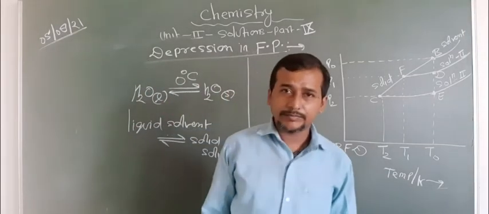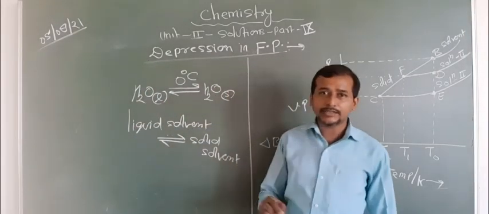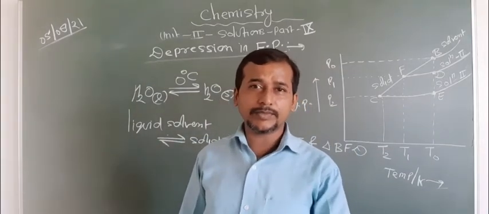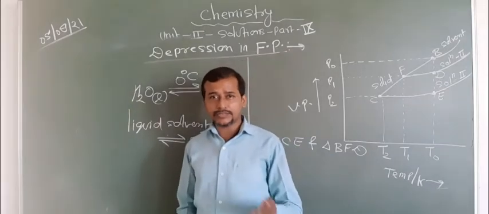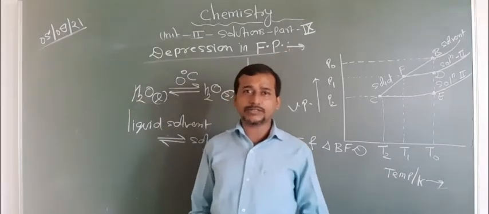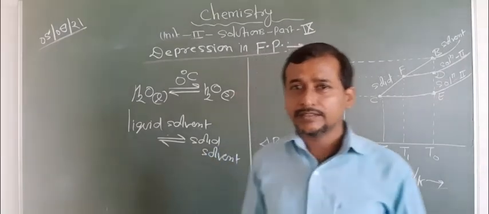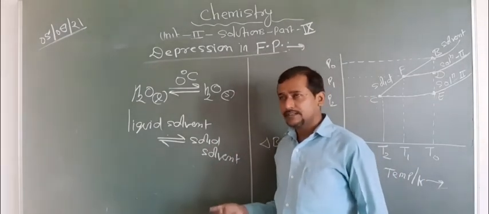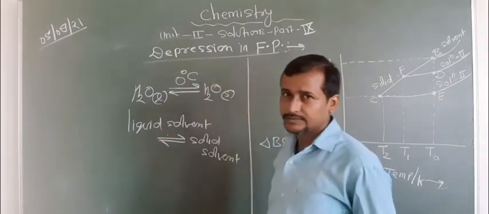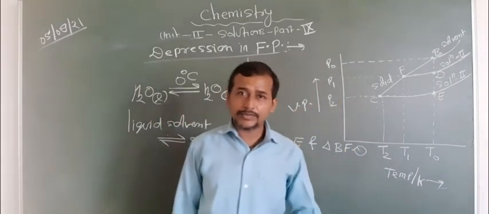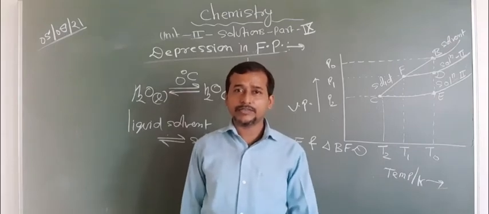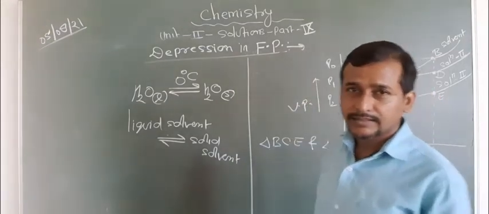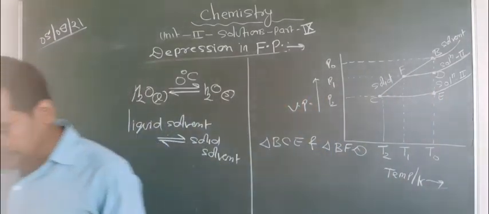So here again we know that if we add a non-volatile solute, what happens? The vapor pressure of the solvent decreases, and you know that vapor pressure is directly proportional to temperature, that means to the freezing point. So the freezing point also decreases, and that's why this is known as depression in freezing point. That means the difference between the freezing point of pure solvent and the freezing point of solution is known as depression in freezing point. Are you getting this point or not?